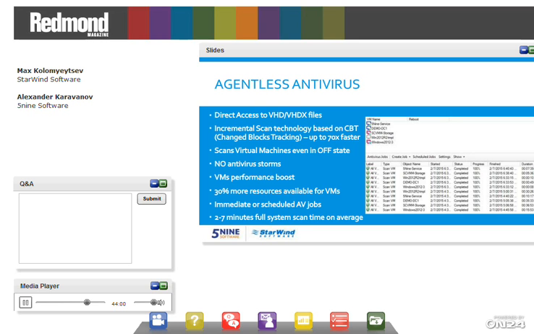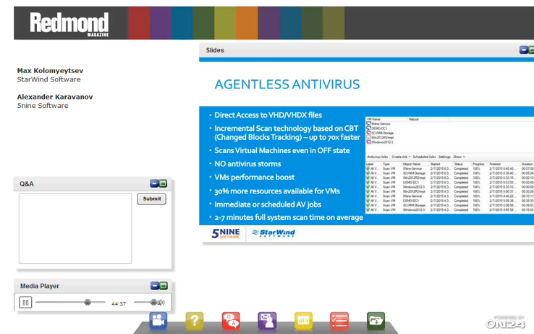And the solution to that is to use agentless antivirus that was specifically engineered and built for Hyper-V, and that is aware of the virtualization nature of the environment. So agentless antivirus actually gets direct access to VHD and VHDX files, and it allows you to scan them directly from the host level. That is a super efficient approach that gets you in agentless mode. Incremental scan technology based on change block tracking is up to 70 times faster than common antivirus scan.